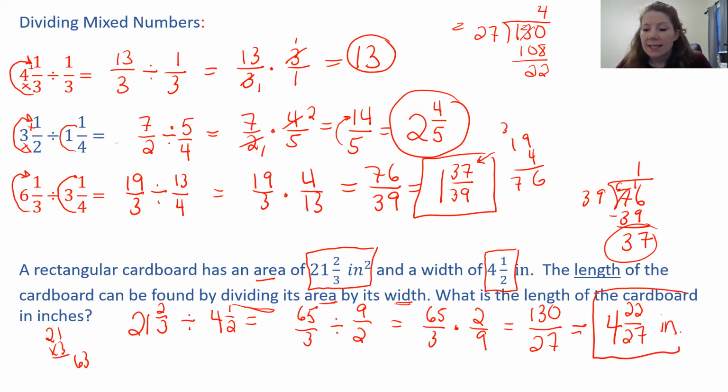So that is the length. The length is 4 22/27. The width is 4.5, and that means the area is 21 2/3. And if I wanted to double check, I can always double check by multiplying the width and the length to give me the area. All right, so you can always check these.